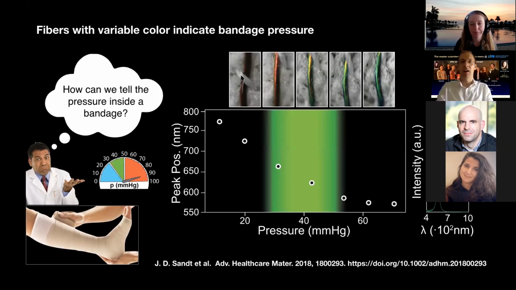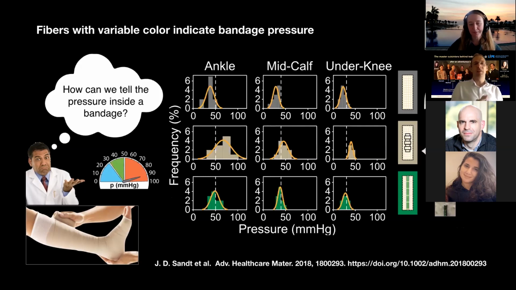And what you can see here is a bandage with fibers in it. In the top is one fiber that we zoom in on. The bottom graph shows you the peak position, the color, as a function of pressure, and we tune that fiber to be yellow in the right pressure range. So this works. The pressure of the bandage, I should say, can be encoded in the color of the fibers.